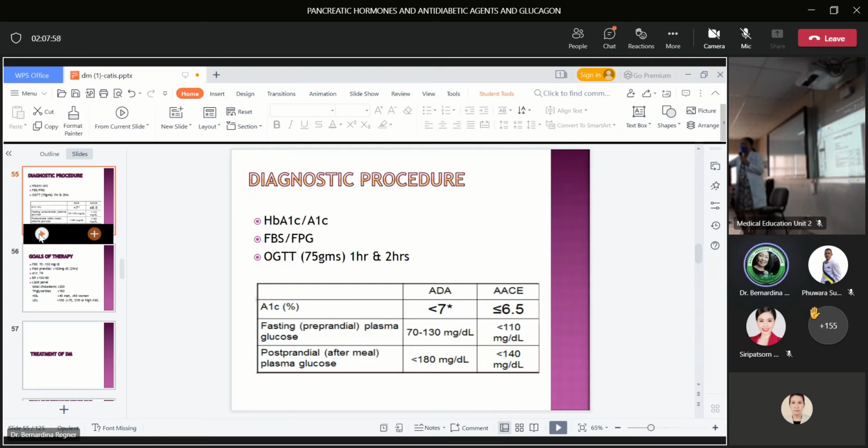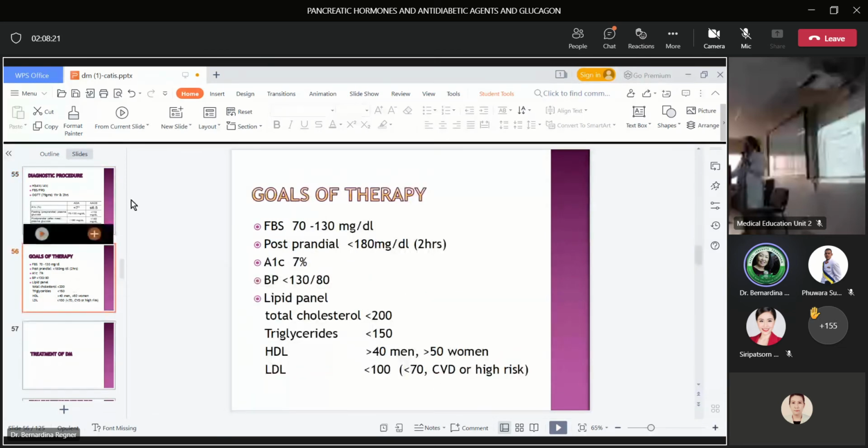Okay, so the diagnostic procedure here: glycosylated hemoglobin, fasting blood sugar, postprandial, or oral glucose tolerance test using 75 grams of glucose. A1C less than 7, equal or less than 6.5. So your goals of therapy, your target goals. Fasting blood sugar should be what? 70 to 130. Postprandial should be less than 180 after 2 hours. Glycosylated hemoglobin should be 7% or less.